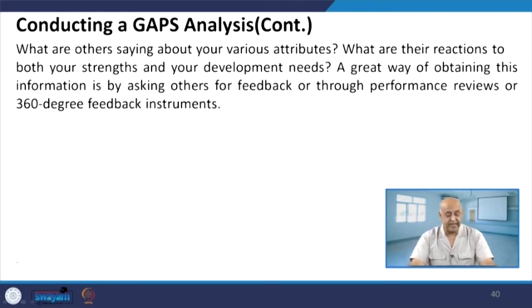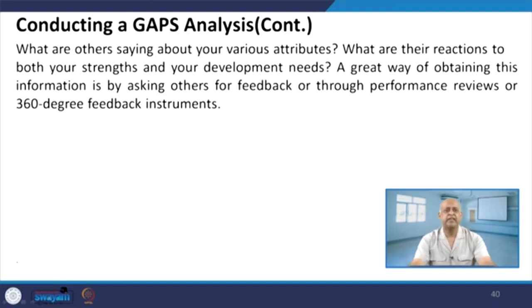So, what others are saying about your various attributes is there, but here also we should not be into illusion. Illusion is to be avoided. That is why I said the goals are to be realistic, right? And therefore, what others are saying, what their reactions are to both your strengths and your development needs. If somebody does not have that potential, and somebody says you will become like X and Y, then you have to please understand and identify your own potential.